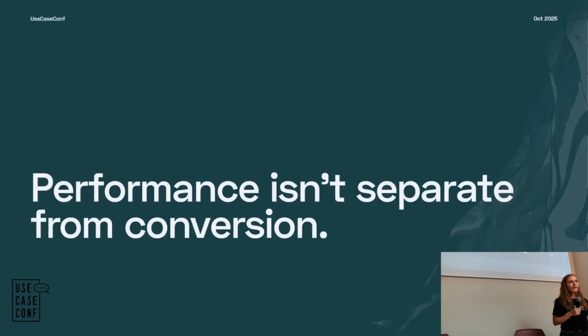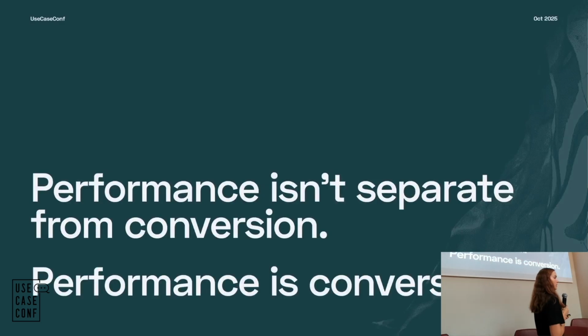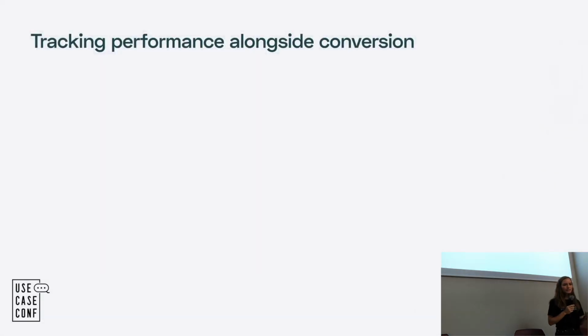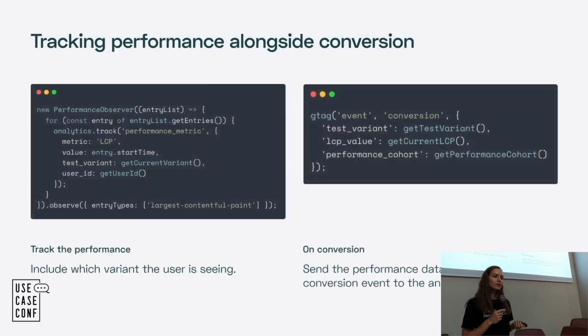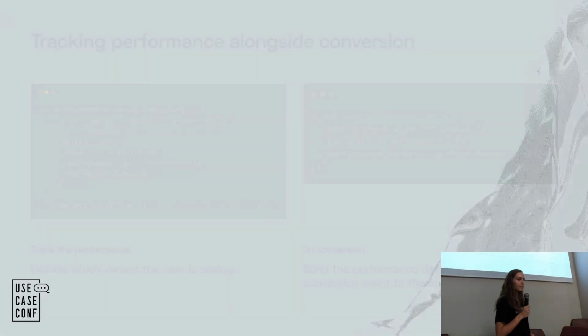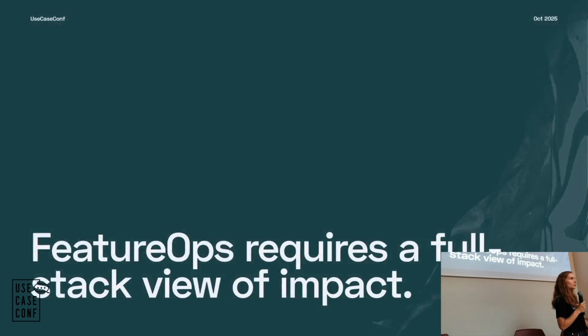Only when you're looking at multiple things at once can you have a full picture. And in this case, we found that performance isn't separate from conversion. Performance is conversion, and you need to treat them together. So whenever we now send conversion events to our analytics platform, we include which variant the user is seeing, but we also include the performance data along with that. And then, in analytics, we can make a call whether or not overall the change makes sense. I think the key takeaway is that when you do FeatureOps, it really requires the full stack view of impact. So you have to include multiple areas from your business and make decisions together.